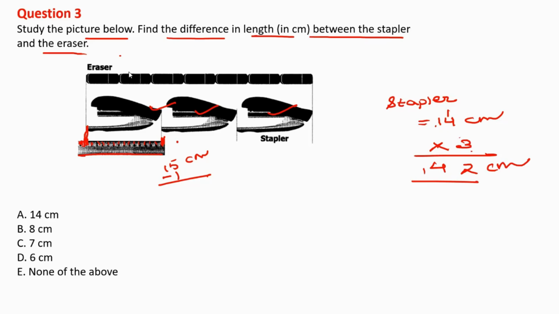Now, these three staplers together combine how many erasers? 1, 2, 3, 4, 5, 6, and 7. So basically, if 3 staplers is equal to 42, that means 7 erasers length is also equal to 42.